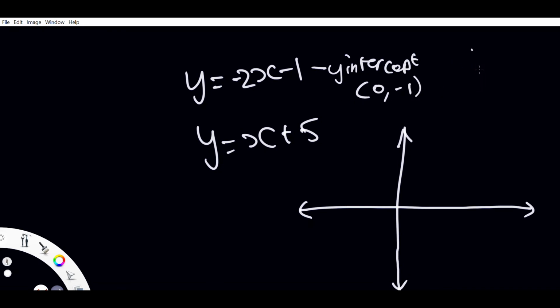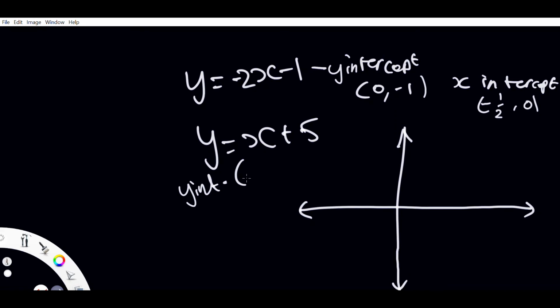Similarly, the x-intercept would be, if we substitute y with 0, we get -2x is equal to 1, so we get -1 by 2, 0. And similarly for this one, since this one is more straightforward, we can get the y-intercept as, substitute x with 0 to get 5, so 0, 5, and the x-intercept is -5.